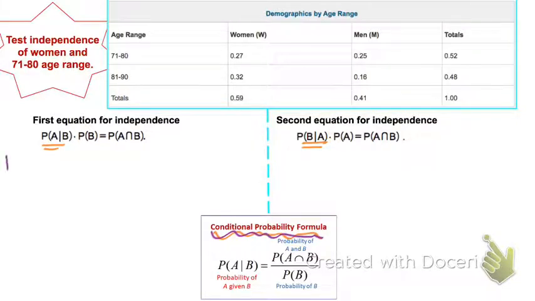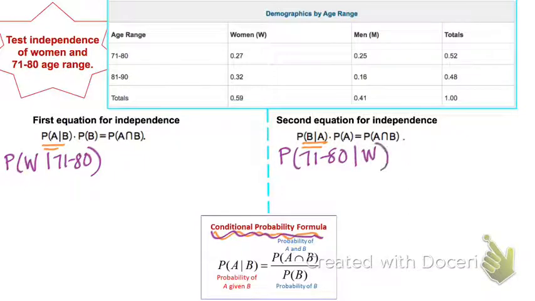So over here, let's do the probability of being a woman given that you're 71 to 80. And over here, let's do the probability that you're 71 to 80 given that you're a woman. So I'm just going to substitute these in to the formula so we know what we're working at. This is probability 71 to 80, and this is probability woman and 71 to 80.